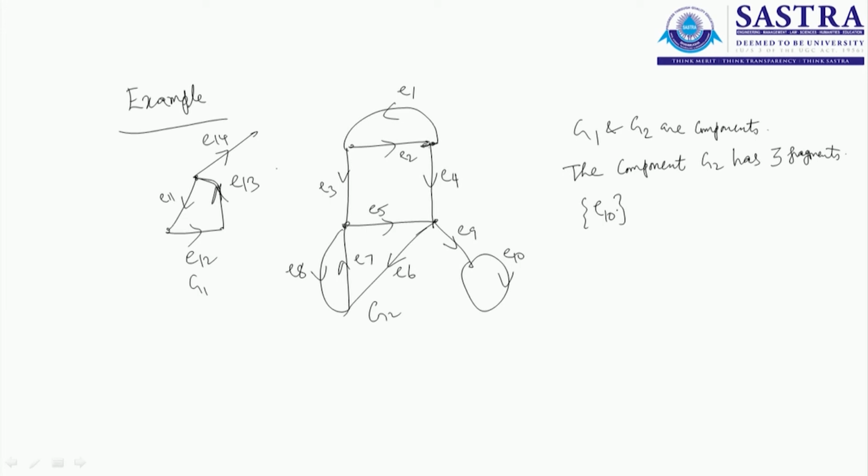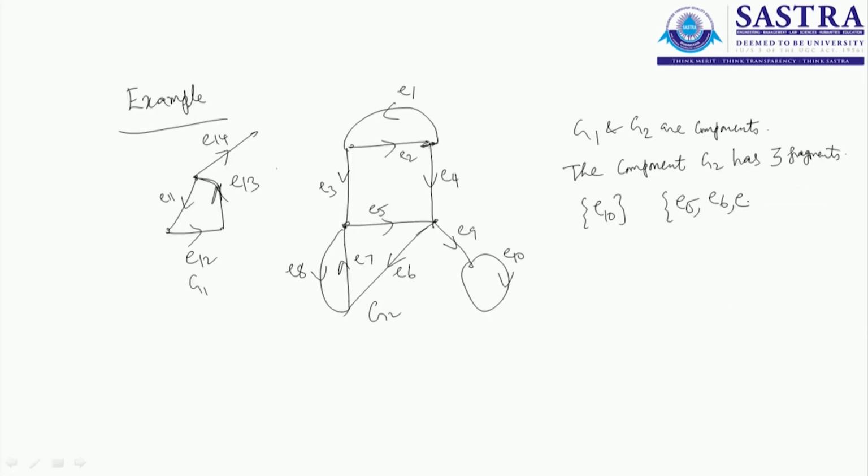One is E10. Okay, E10 is one. The next one would be E5, E6, E7 and E8. Okay, you can see a directed path E5, E6, E7, E8. E10 is another fragment. Now when I move to the next one, I will have E1, E2. So E1 and E2, it has only three fragments which are given here.